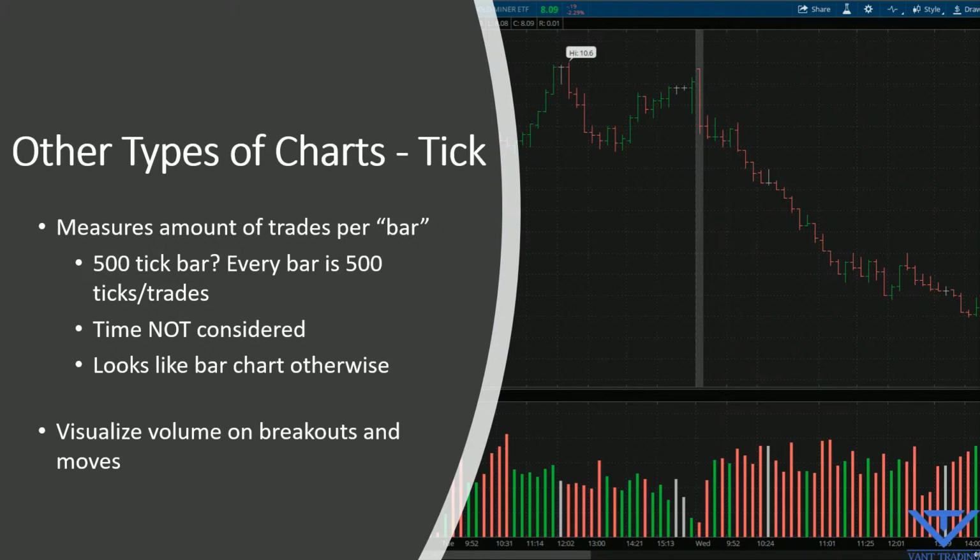People use this because you can visualize the volume on breakouts and moves. It's a very unique system. I've never really got into it. I tried, but it just wasn't quite for me. But some people love it because more bars means more trades are firing off quicker, and you can visualize the number of participants a little quicker. It's a very interesting tool, but I just want to give you an idea there.